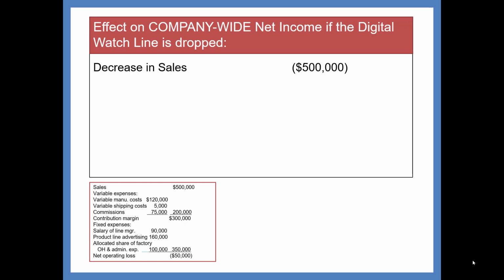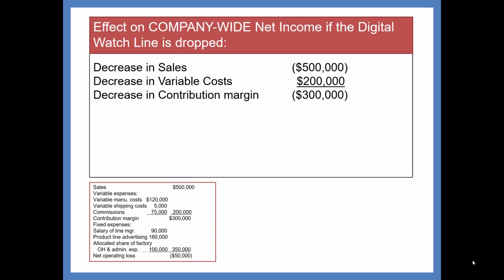Then I can identify that the variable costs are $200,000. I could consider each one individually, but you can see that if you don't manufacture digital watches, you will not have any direct material, direct labor, or variable overhead. You will not have any cost of shipping that product line, and you will not pay sales commissions to your salesman. That means we will have a decrease in the company-wide contribution margin of $300,000. That will have a negative effect on income.